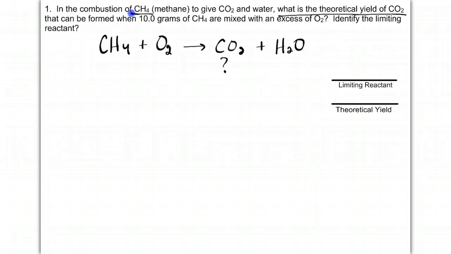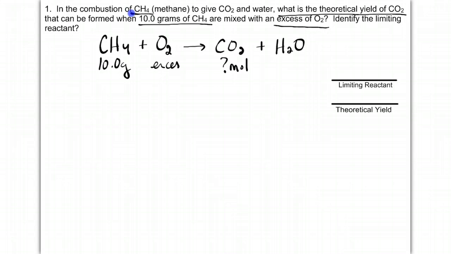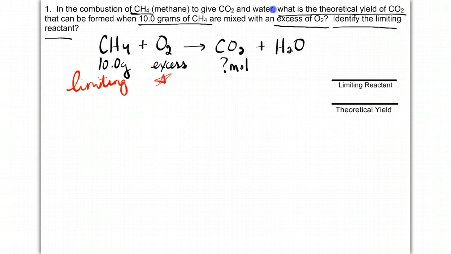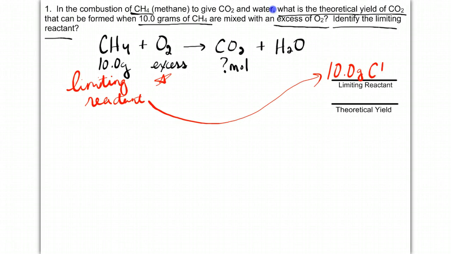So this is what we're trying to find. They don't specify in grams or moles, so we're going to just find our theoretical yield in moles. And then we're given 10.0 grams of methane, which are mixed with an excess of oxygen. Identify the limiting reactant. Well, we have an excess of the oxygen as it is, therefore the CH4 is our limiting reactant. Or we could also call it the limiter. So we'll actually place this here in the blank: 10.0 grams of CH4 is my limiting reactant.